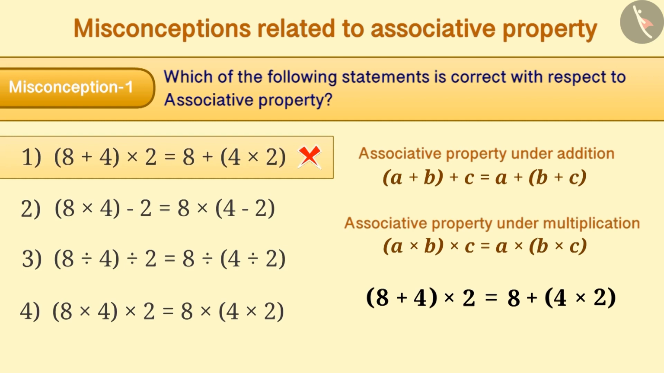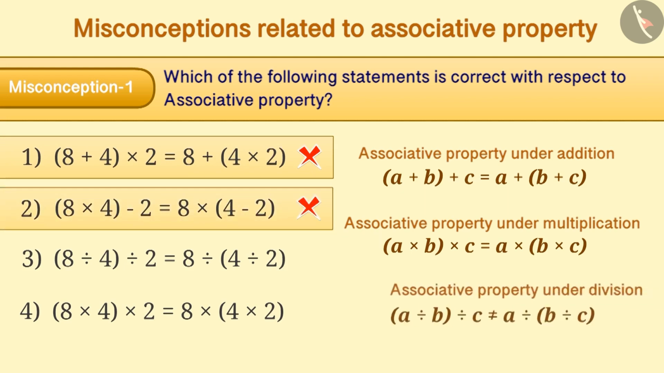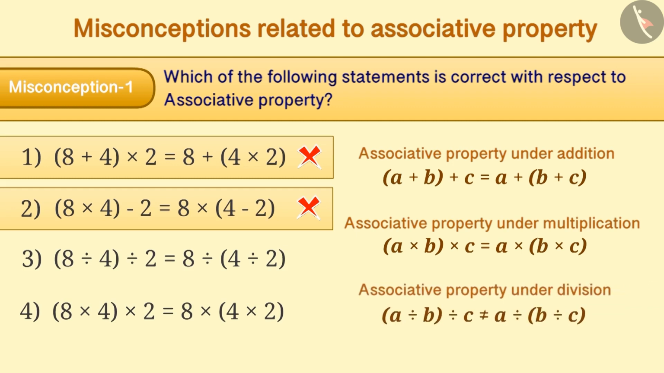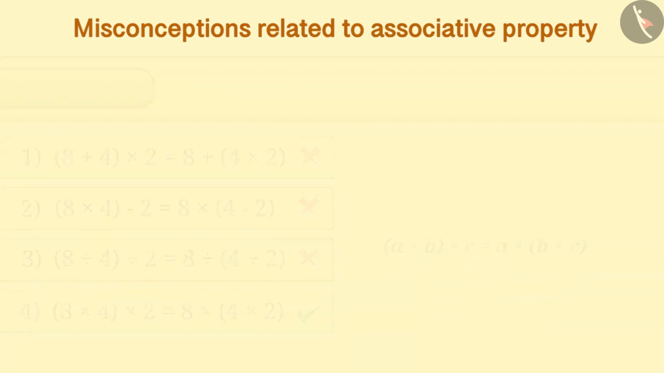Due to lack of proper understanding of associative property, option 2 is chosen. Whole numbers are not associative under division. However, many times, in order to make the operation of division easy, this property is used. With this incorrect understanding, option 3 is chosen as the answer. With the correct understanding of associative property, option 4 is chosen, which is the correct answer.